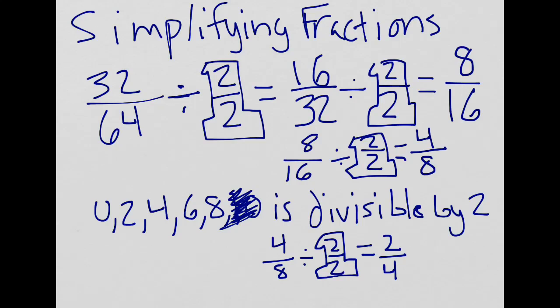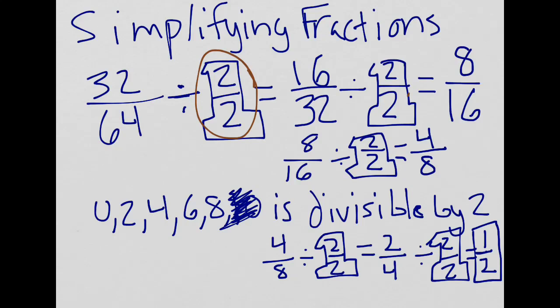And I'm looking and I'm going, okay, I still have two even numbers, so I can divide it by 2 again. So 2 divided by 2 is 1, and 4 divided by 2 is 2. Now I have an odd and an even number, and I know that 1/2 is in its simplest form, so 1/2 is my answer.